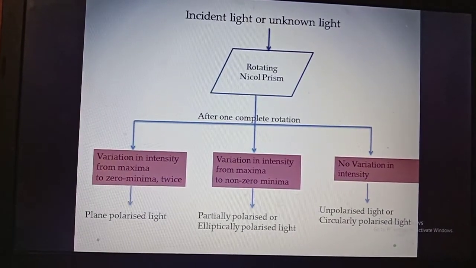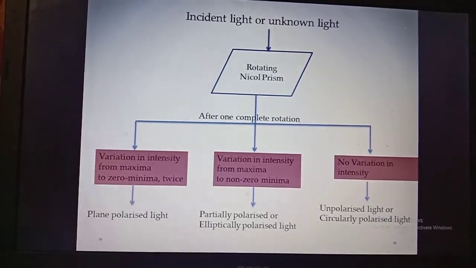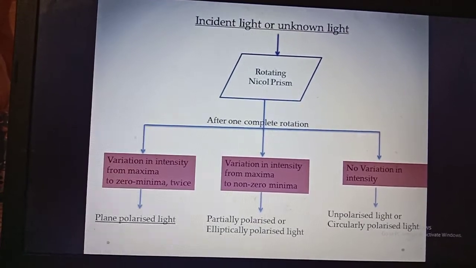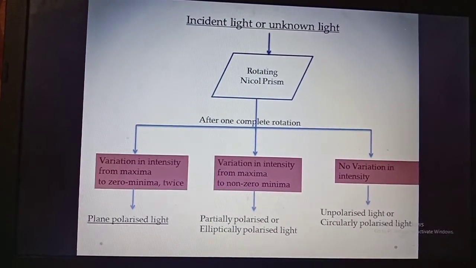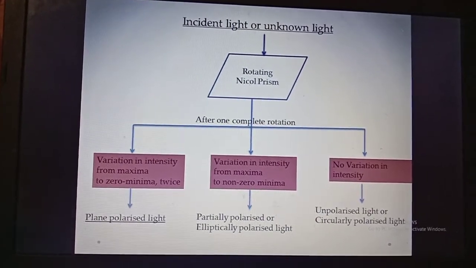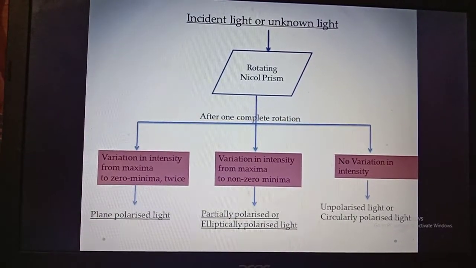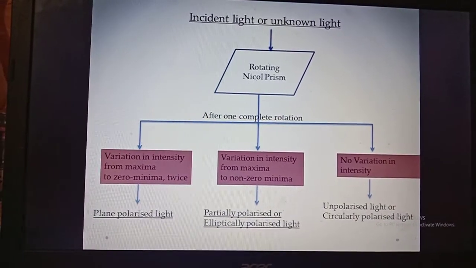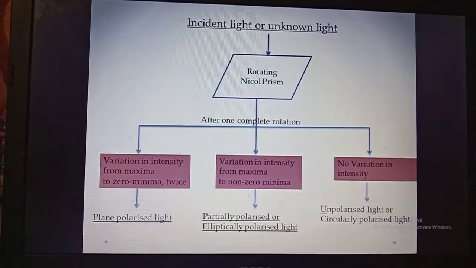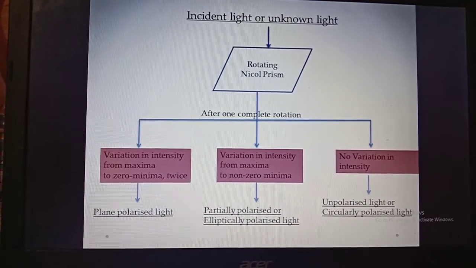that means three results. If we get the first result, that means variation in intensity from maxima to 0 minima twice, that means the incident light will be plane polarized light. And if we get the second result, that means variation in intensity from maxima to non-zero minima, that means the incident light will be partially polarized light or elliptically polarized light. And if we get the third result, that means no variation in intensity, that means the incident light will be unpolarized light or circularly polarized light.